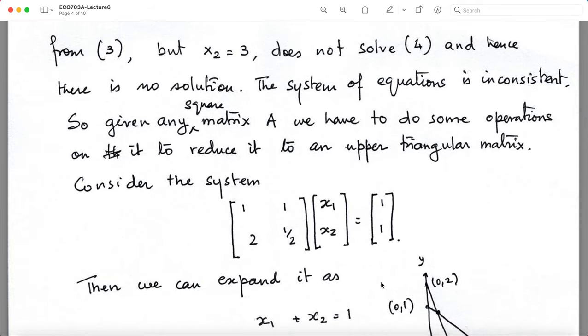Now, we will do something we did in school. A very, very simple thing, right? So, let us consider a given square matrix. And our idea would be: can we do some operations on it to reduce it to an upper triangular matrix?